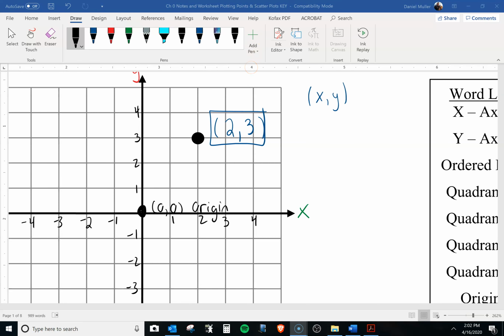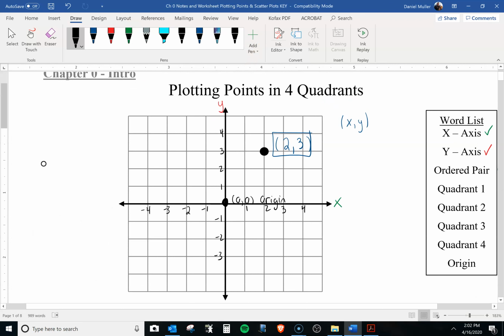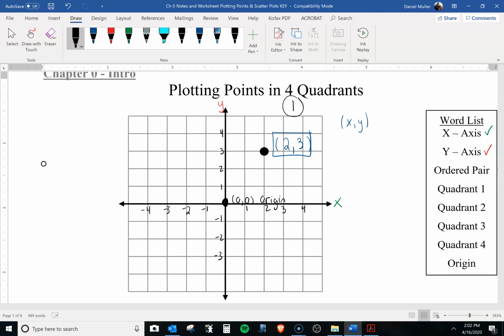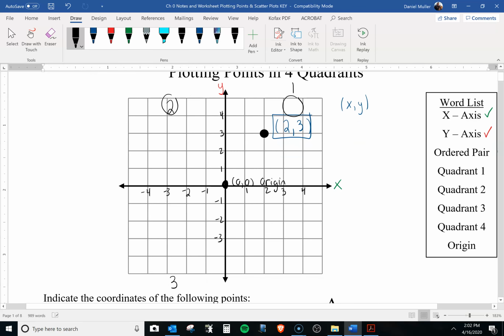Lastly, let's zoom this out a bit. We have quadrants. There are 4 quadrants. We label this one as quadrant 1, and then we work counterclockwise. So this one is 2, this one is 3, and that one is 4. And that covers everything on the list that you need to know. So you need to know the origin, you need to know what an ordered pair is, a set of instructions, all the quadrants, and then the x and y axis.